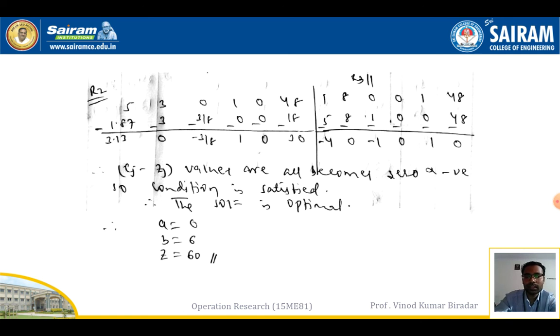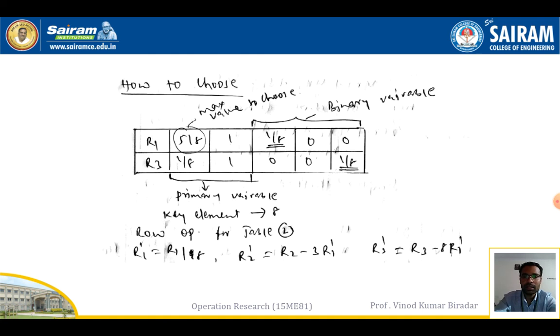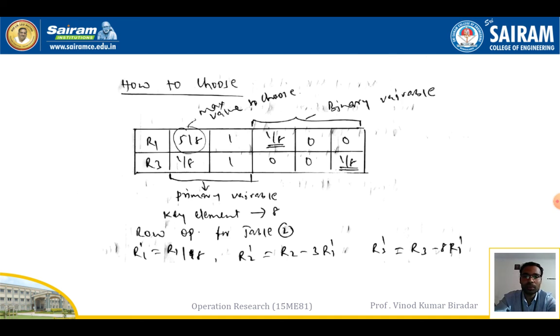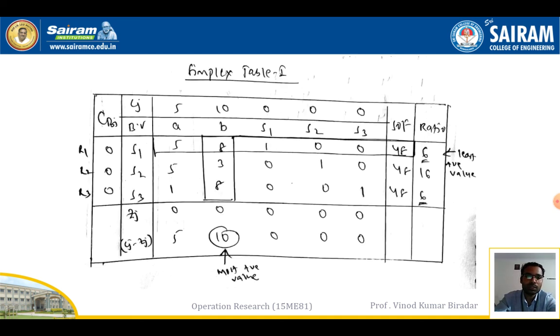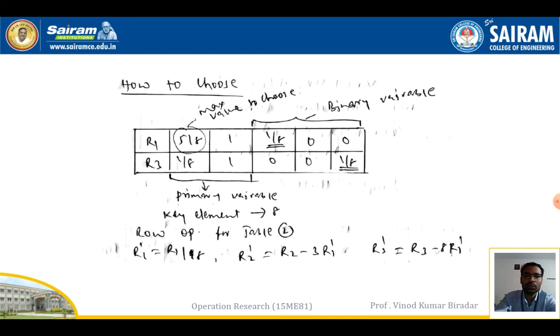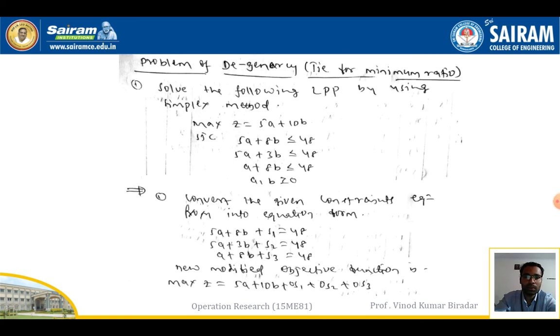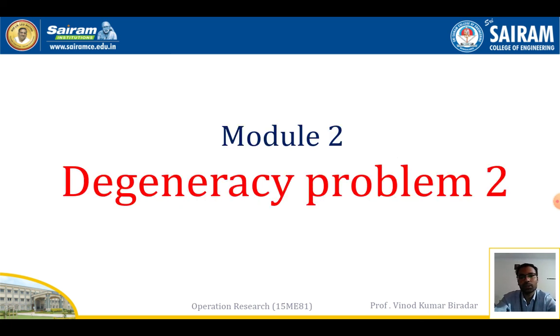So this is about the second type of degeneracy problem. This method is almost the simplex method only. The only difference in the degeneracy problem is how to choose when the ties occur. Here I told you, with 6 and 6, how to choose which row: the row with the maximum value, you have to select that row. That's it. So this is about the simplex degeneracy problem 2 of 3 equations. Okay, thank you.